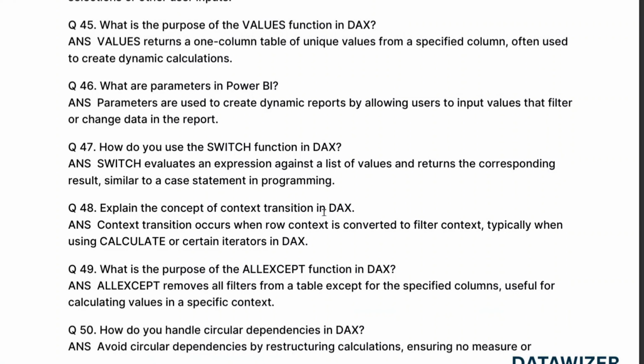Explain the concept of context transition in DAX. Context transition occurs when row context is converted to filter context, typically when using CALCULATE or certain iterators in DAX. So the CALCULATE function basically converts the context of the calculation. This is especially useful when you want to customize the way you want to represent the data.